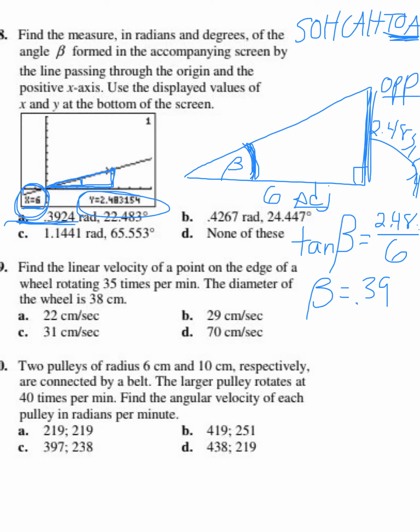If you felt so inclined, or say it was in multiple choice and you had to do out the changing it into degrees, remember to go from radians to degrees, you're just going to multiply by 180 over pi. So it's the opposite of what you do to go the other way. And then if you just pop that into your calculator, you should get the 22.483 value.